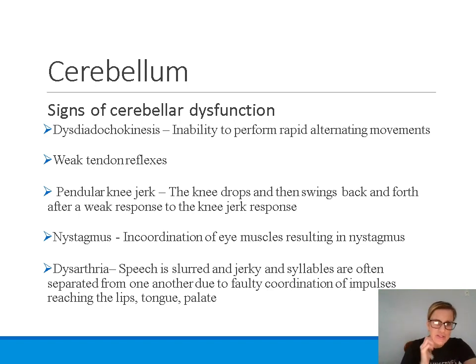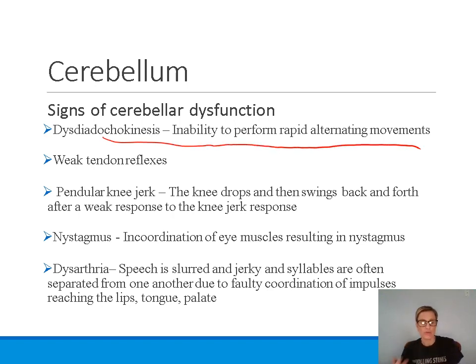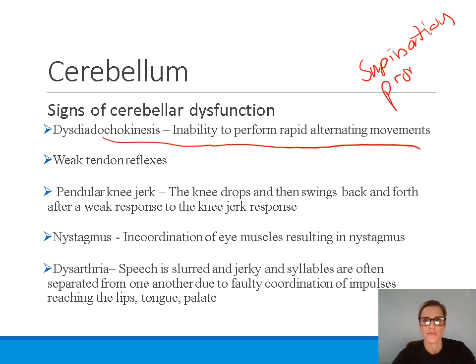Other signs of cerebellar dysfunction: dysdiadochokinesis is an inability to perform rapid alternating movements, which does take some coordination. So for example, like supination and pronation. Supination, pronation, that movement should be pretty easy to repeat back and forth.